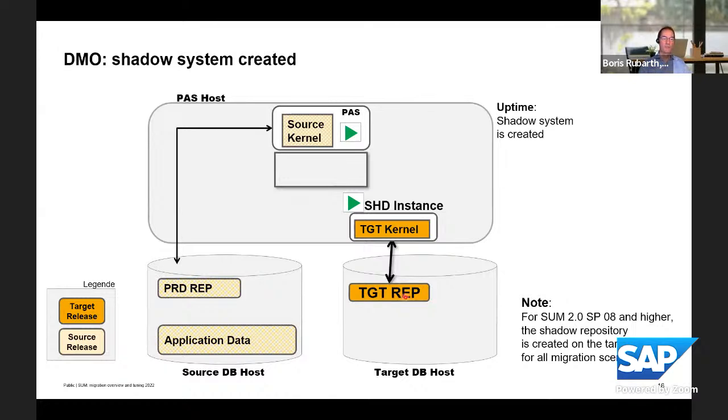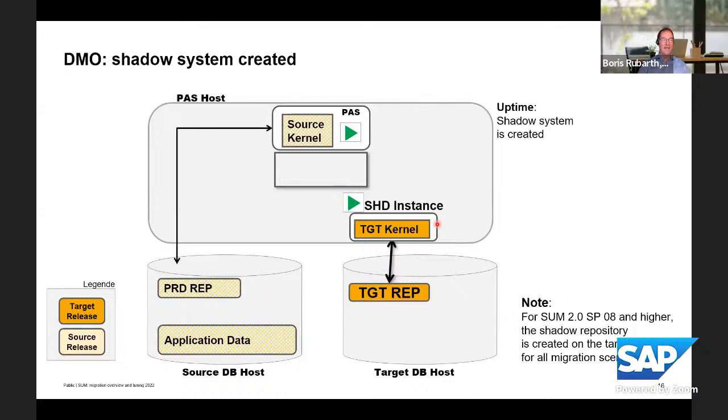So the target repository is created already on the target HANA database. You see this node. In previous times, this was different. I will not mention this. It's just that now the target repository is located on the target HANA database. And we have a shadow instance that's running in parallel to the productive instance here. The shadow instance is using the target kernel already because it has to fit to the target repository here.